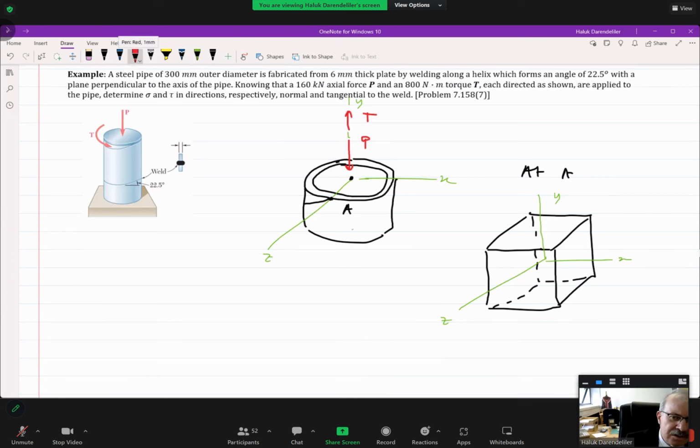What is the stress created by P? Normal stress. Is it compressive or tensile? Compressive. Okay. As your friend said, because of P, we have such a normal stress. It is sigma, yes, what? Subscript is?